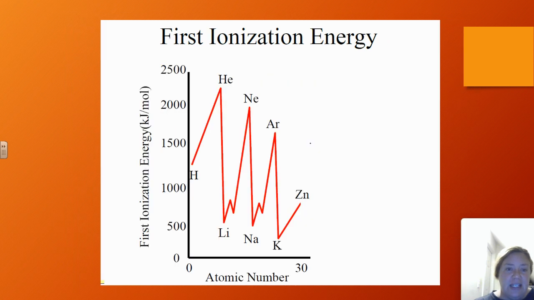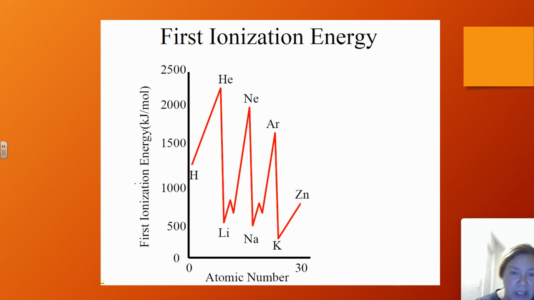Now, the first ionization energy: notice here, hydrogen in comparison to helium. Helium has a much higher ionization energy. And remember from the periodic table, He has the highest IE, because helium has 2 electrons in the first orbital, which means they're held tightly. And so it's very difficult to pull that electron away.